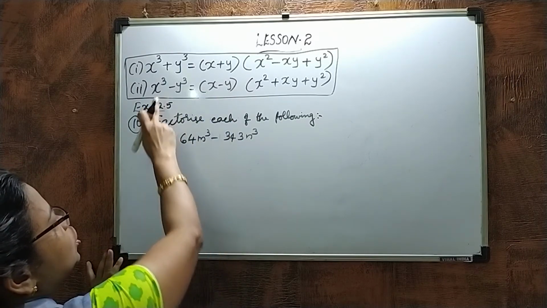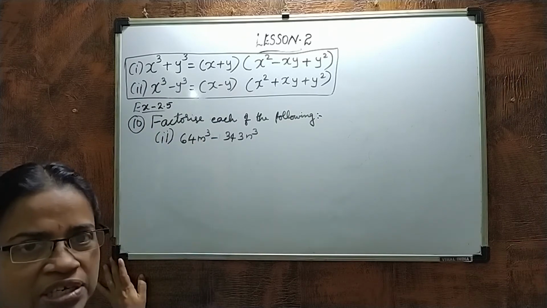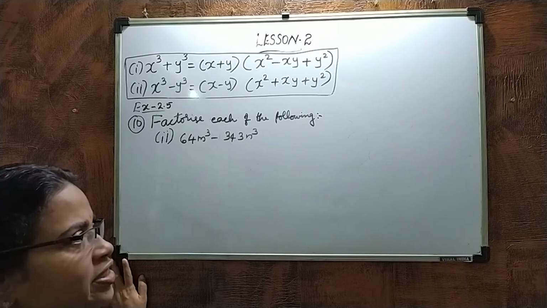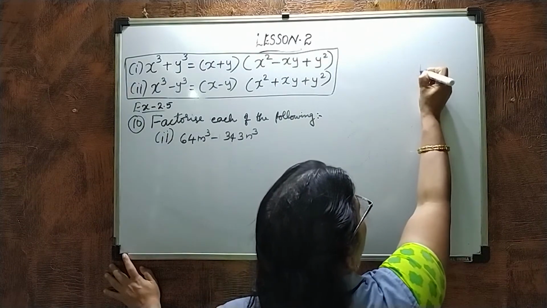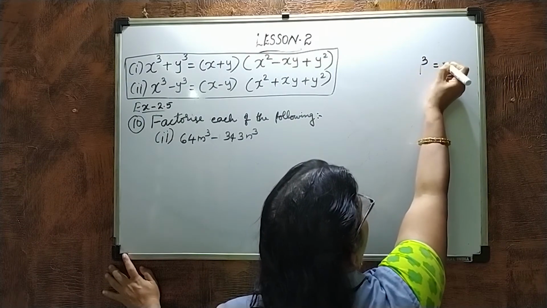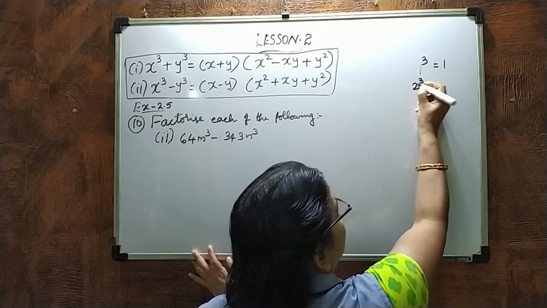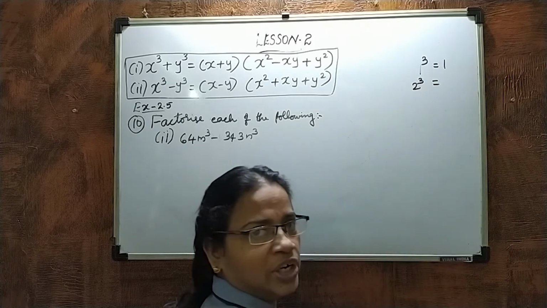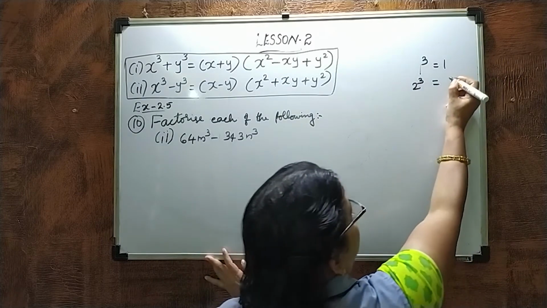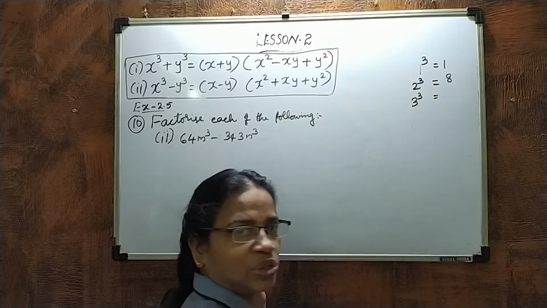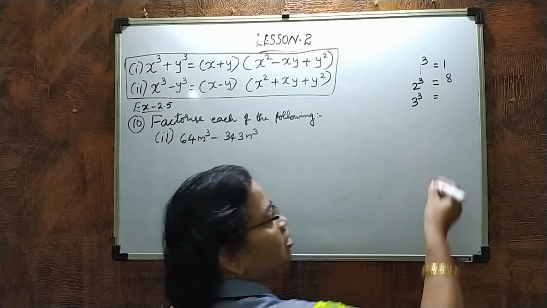Now look, cube numbers are there. 64 is a cube. Yes or no? Just check it now. 1 cube means 1 into 1 into 1. You will get the answer 1. 2 cube is equal to 2 into 2 into 2. It is 8. 3 cube is 3 into 3 into 3. 3 into 3 is 9. 9 into 3 is 27.